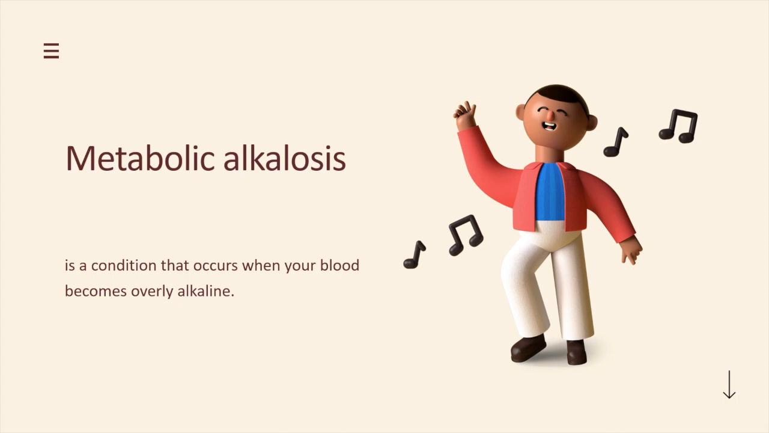Metabolic alkalosis is a condition that occurs when your blood becomes overly alkaline. The pH of tissue is elevated beyond the normal range of 7.35 to 7.45. This is a result of decreased hydrogen ion concentration, leading to increased bicarbonate, or alternatively a direct result of increased bicarbonate concentration.